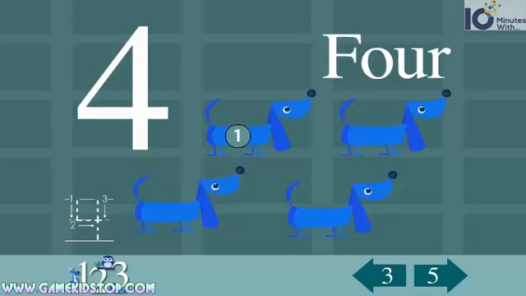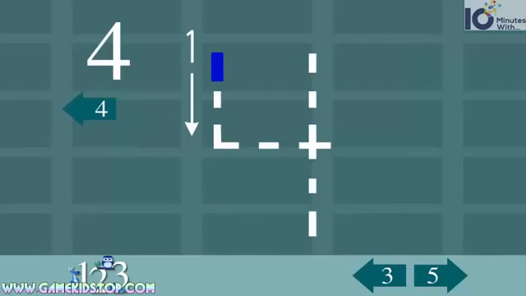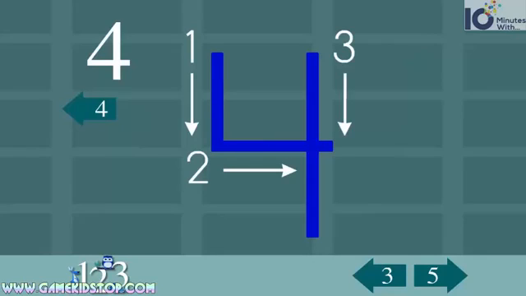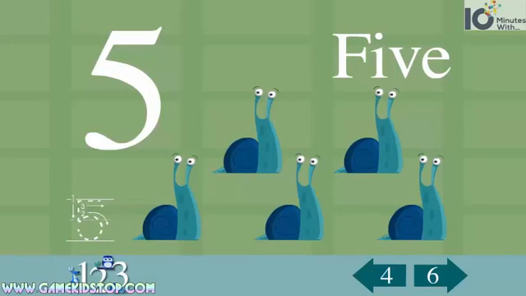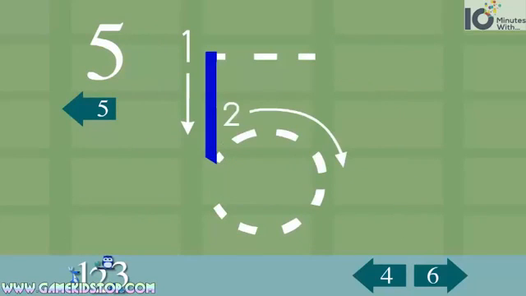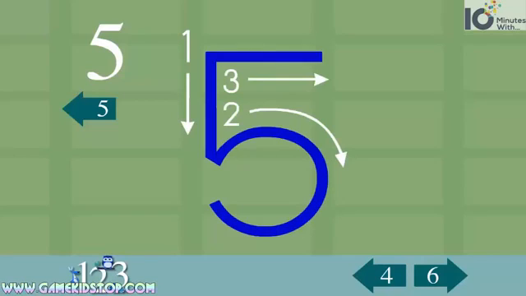4. 1, 2, 3, 4. 4 dog. Yes! 5. 1, 2, 3, 4, 5. 5 snails. You're good at this!